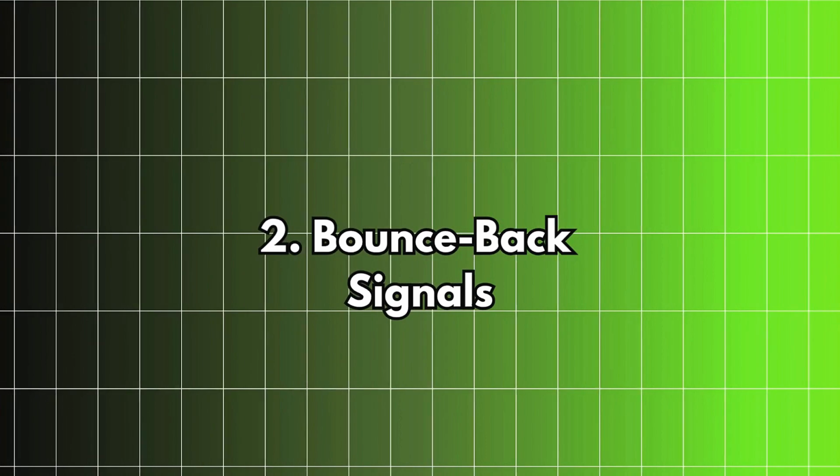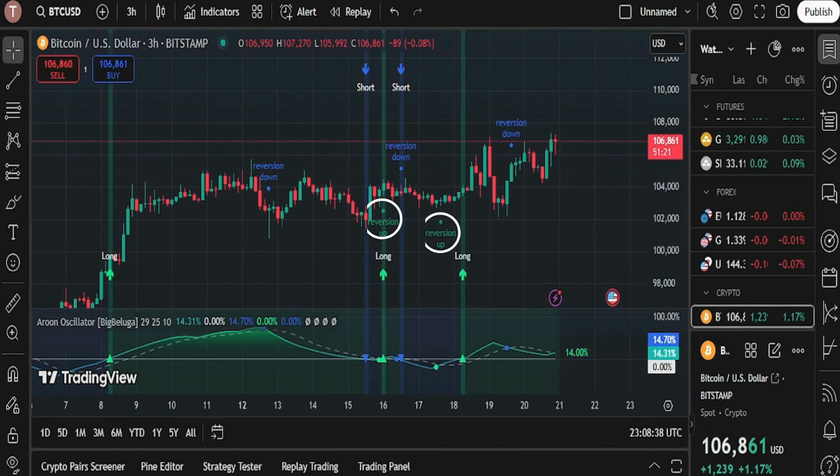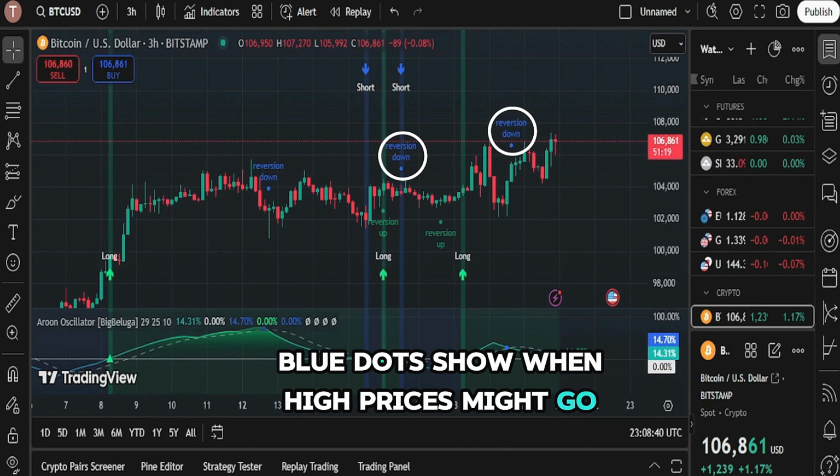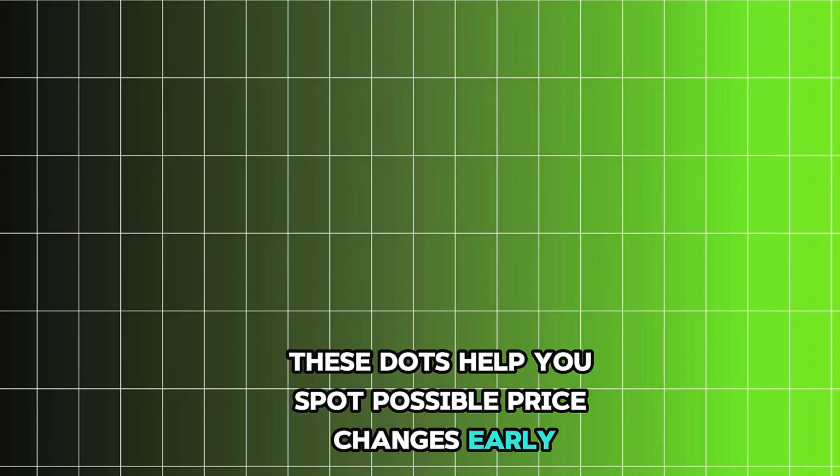2. Bounce back signals. Green dots show when low prices might go up. Blue dots show when high prices might go down. These dots help you spot possible price changes early.